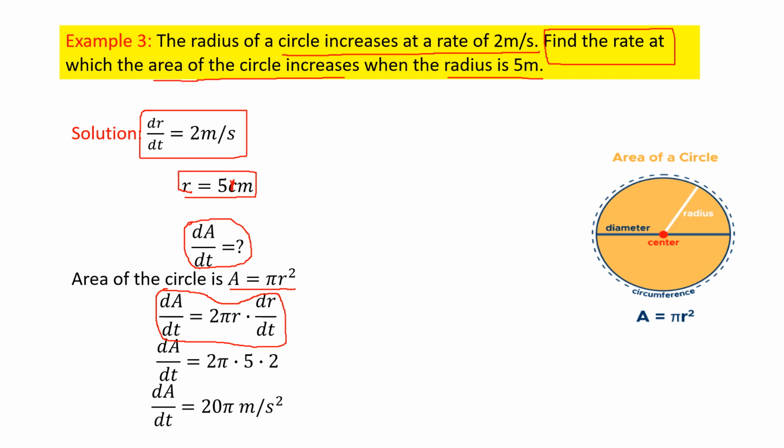So in this equation, we have to replace the radius value. The radius is given as 5, and just now we have calculated dr by dt also. So we will replace both values: replace r by 5, replace dr by dt. That will give you the final answer as dA by dt equal to 20 pi meter per second squared.